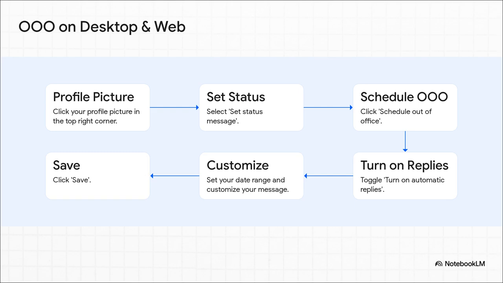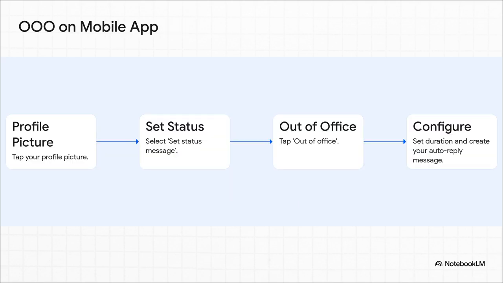If you're on your computer, setting this up is a piece of cake. You just click your profile picture, find your way to schedule out of office, and from there, you just flip a switch, set your dates, and type out your message. It's literally a 30-second job. And what if you're on the go? The mobile app makes it just as painless. A few quick taps, and you can manage your status from anywhere. It's perfect for when you're already at the airport and have that, oh no, did I forget to, moment.